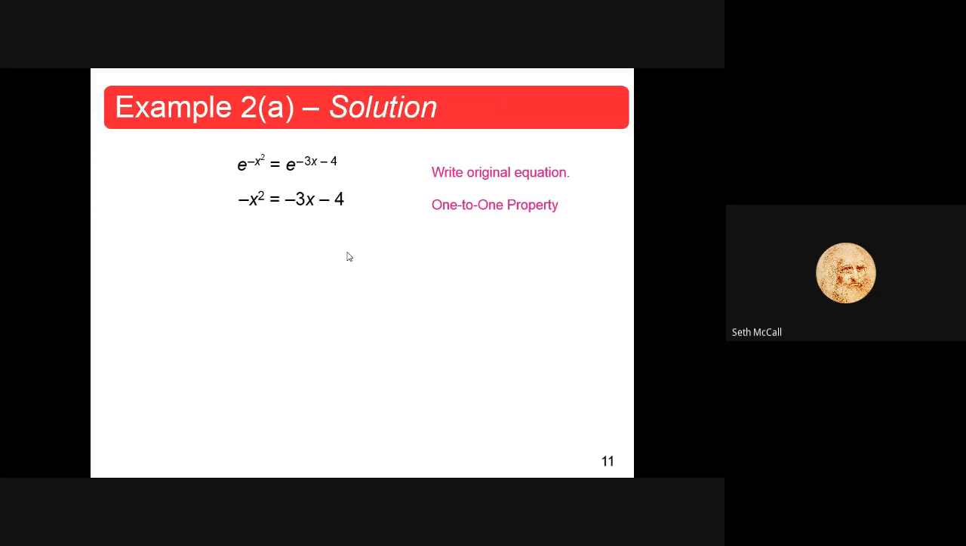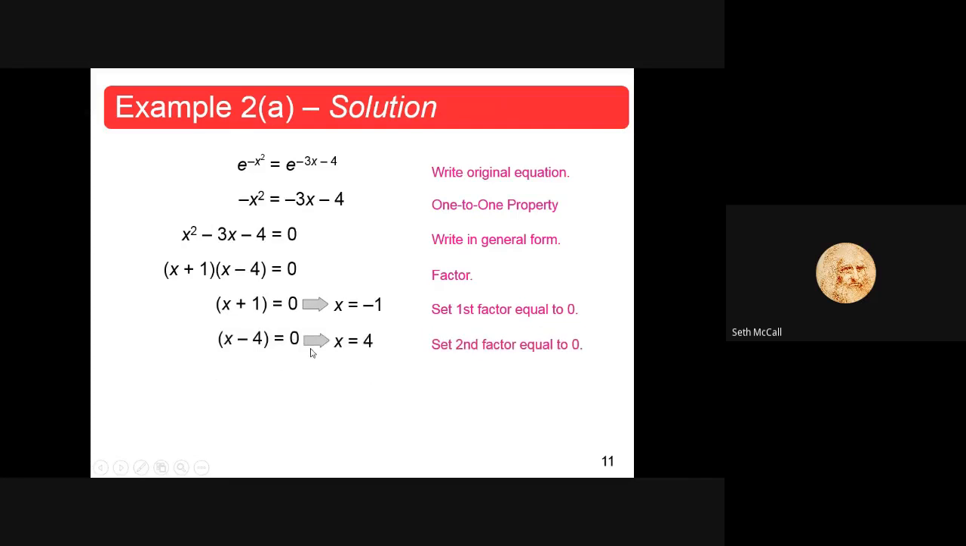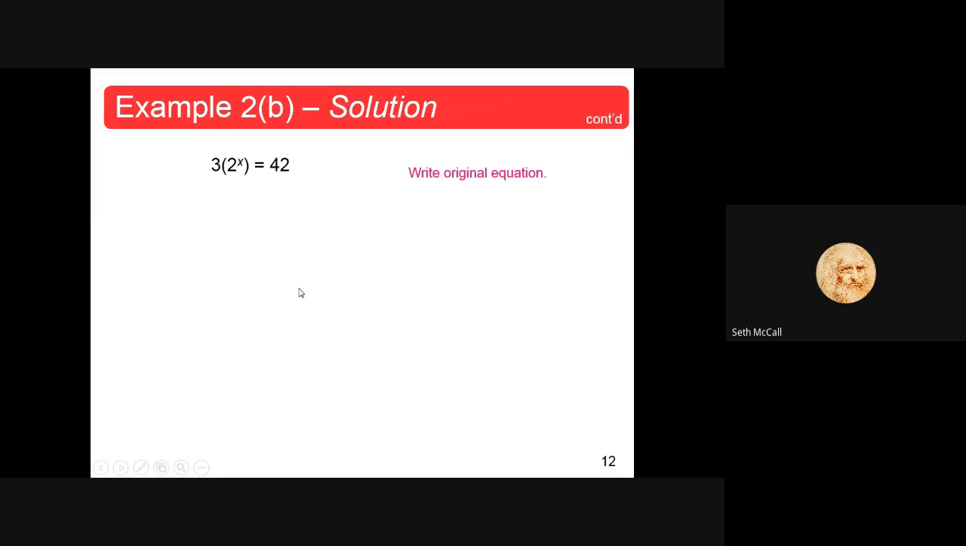And so to solve a quadratic, you're simply going to move all the terms over to one side. In this case, I moved the negative x squared to the other side, and we ended up with x squared minus 3x minus 4 equals 0. And that is able to be factored into x plus 1 times x minus 4 equals 0. And you're going to set each part of the factorization equal to 0, and you're going to solve, and you're going to get x equals negative 1 and x equals 4. So there's your solutions.